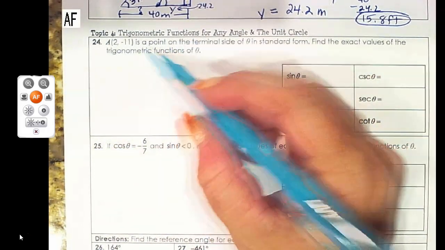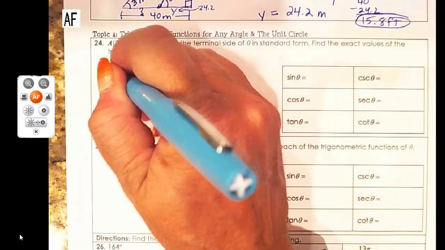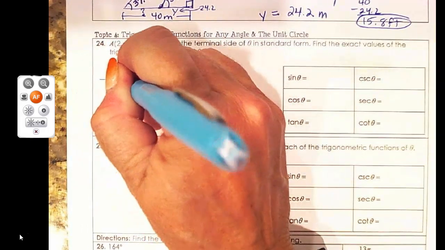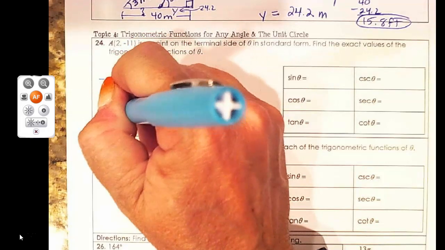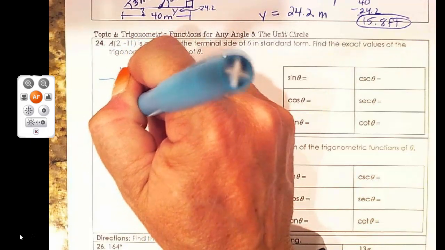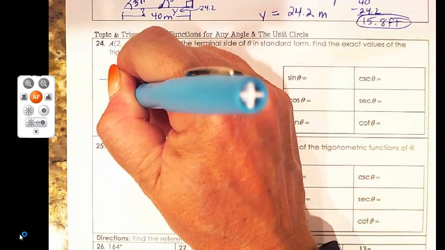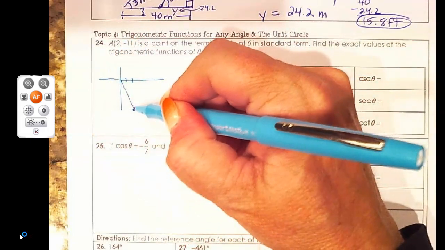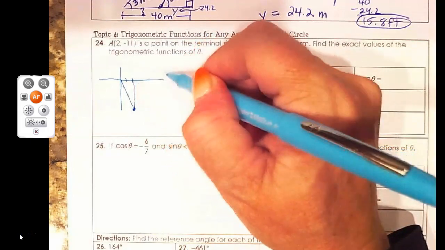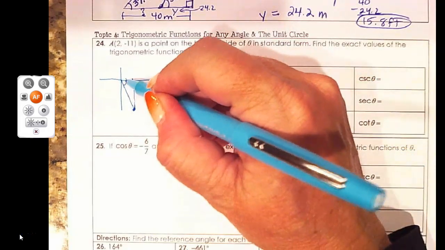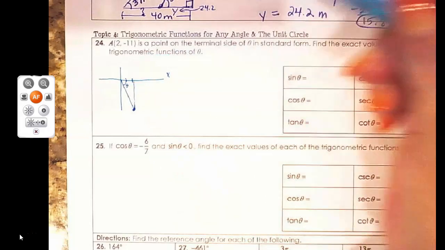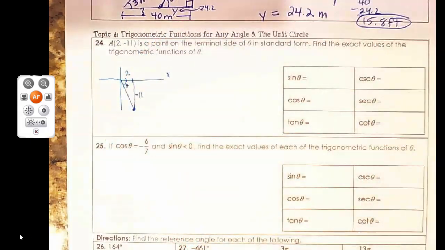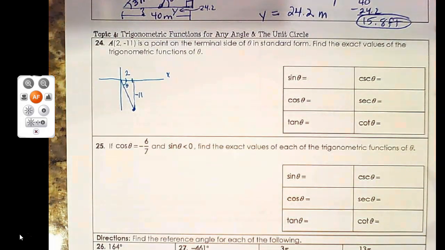A point (2, -11), so that's going to be in quadrant 4. So if I go to the right 2 and down 11, there it is, (2, -11). And then the reference triangle is always, if I drop a perpendicular to the x-axis, so that tells me where theta is. It's inside the triangle. So here we have -11, here we have 2, and we need to find the missing third side of the triangle.